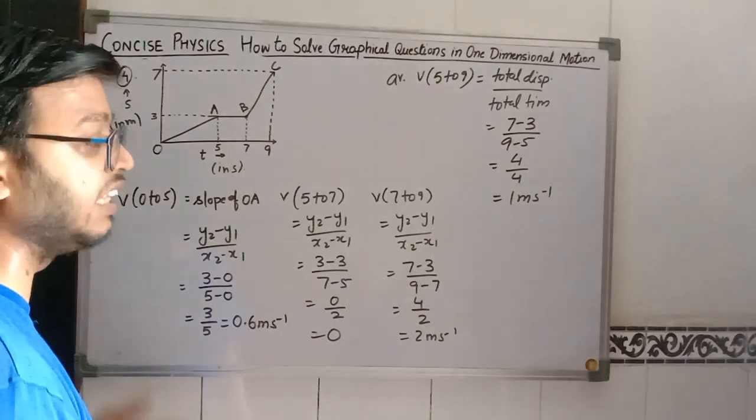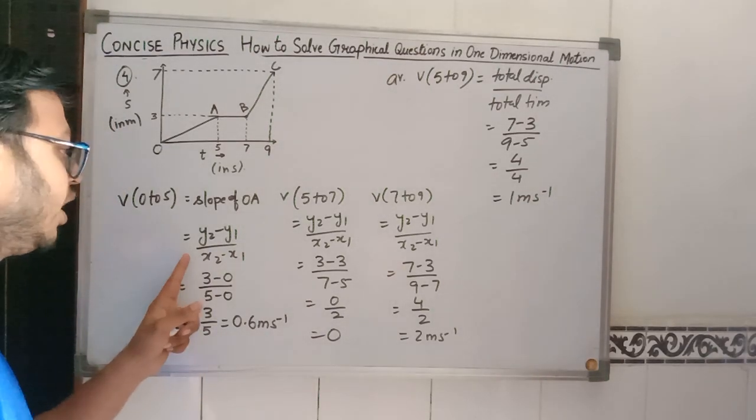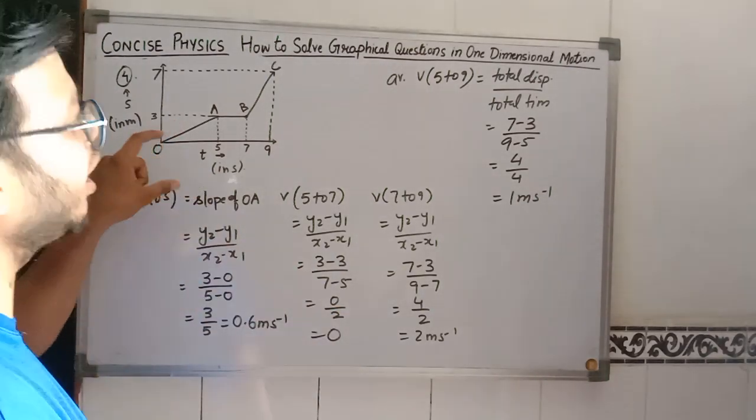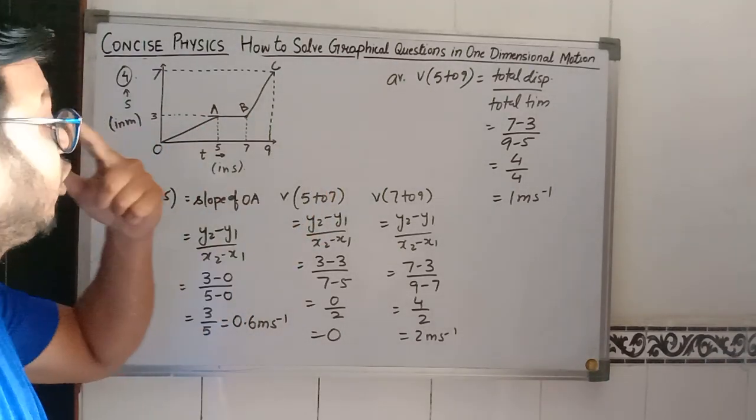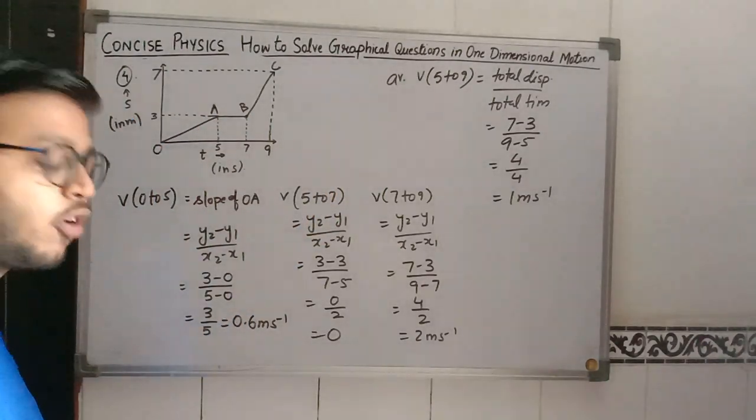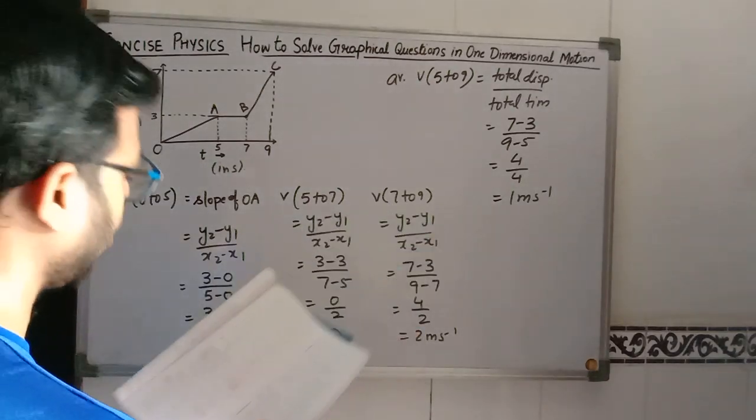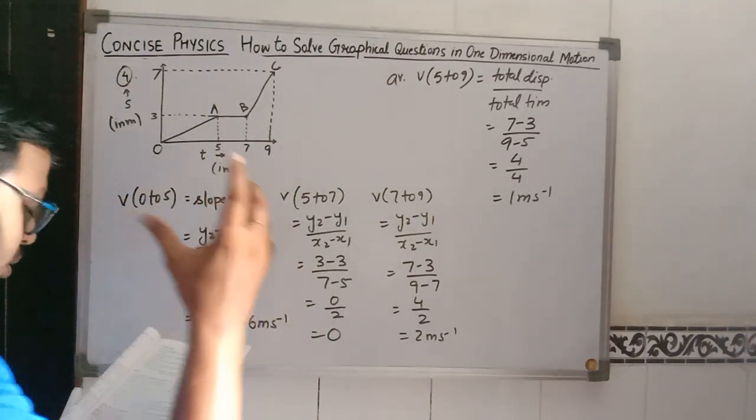So when we have to find the average velocity, we don't need to apply the slope formula. We have to find the total displacement from the graph and the total time from the graph. Then we apply both the values, and we get the answer. So this is question number 4.